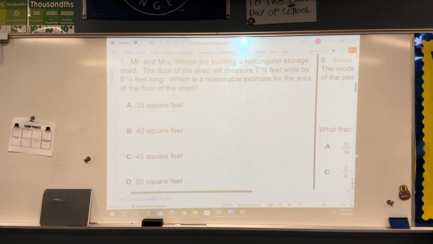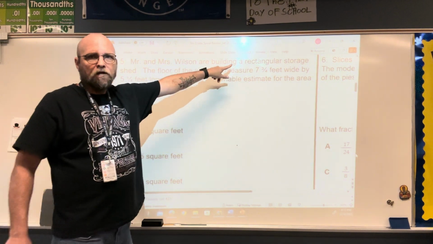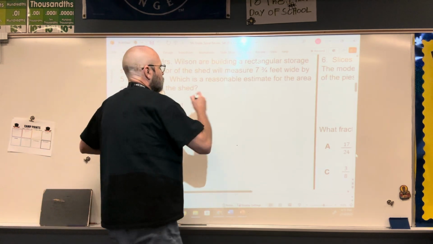Mr. and Mrs. Wilson are building a rectangular storage shed. The floor of the shed will measure 7 3/4 feet wide by 5 1/4 feet long, which is a reasonable estimate for the area of the floor of the shed. First of all, I want to draw a picture, because if it gives me a shape, I want to have a picture of it.